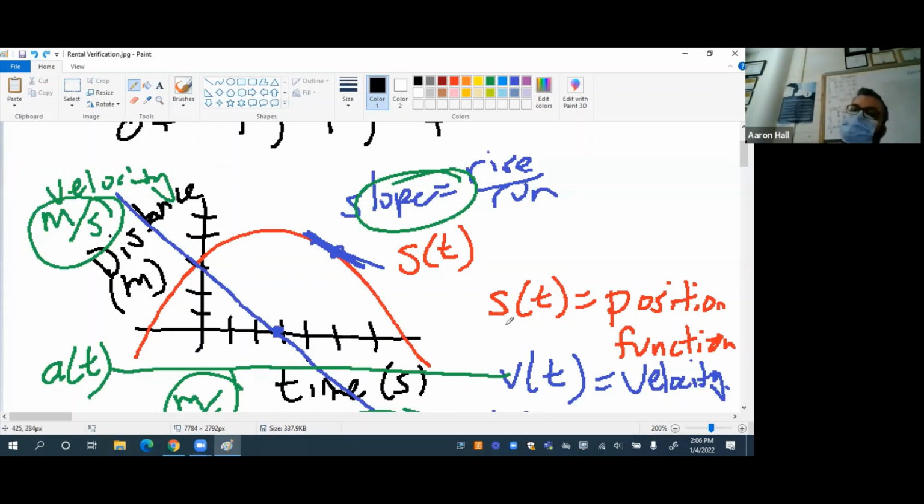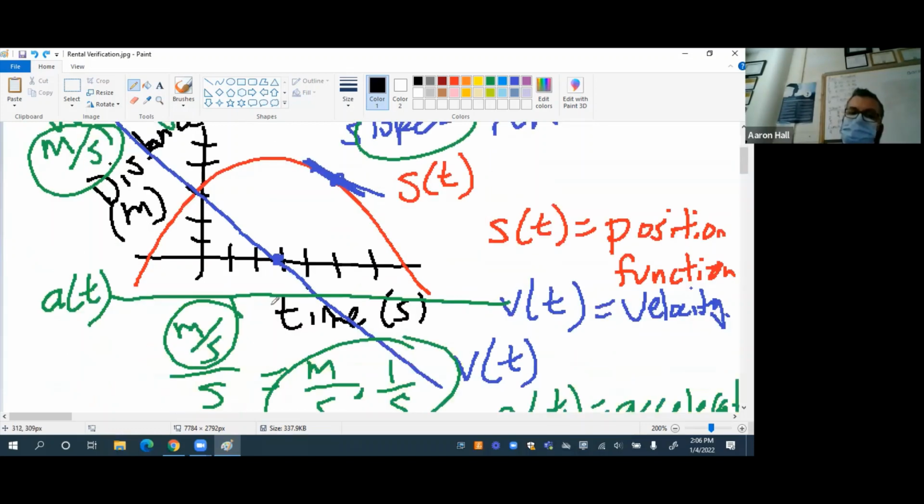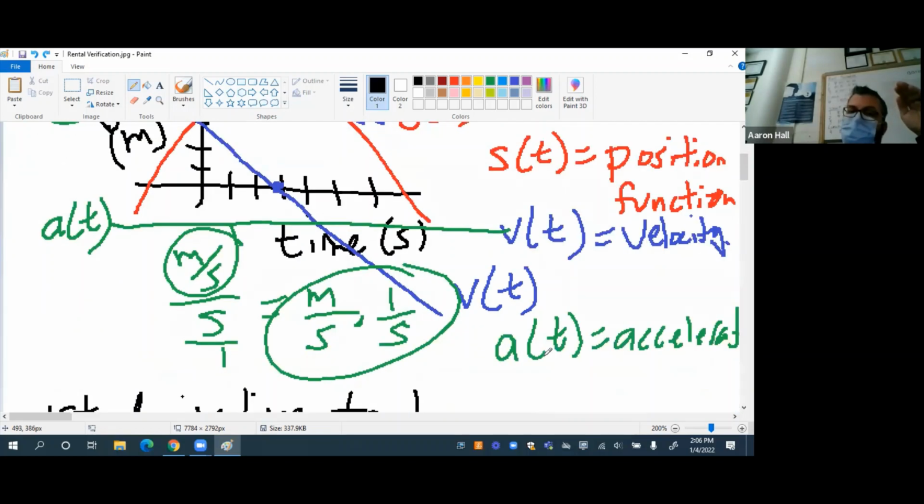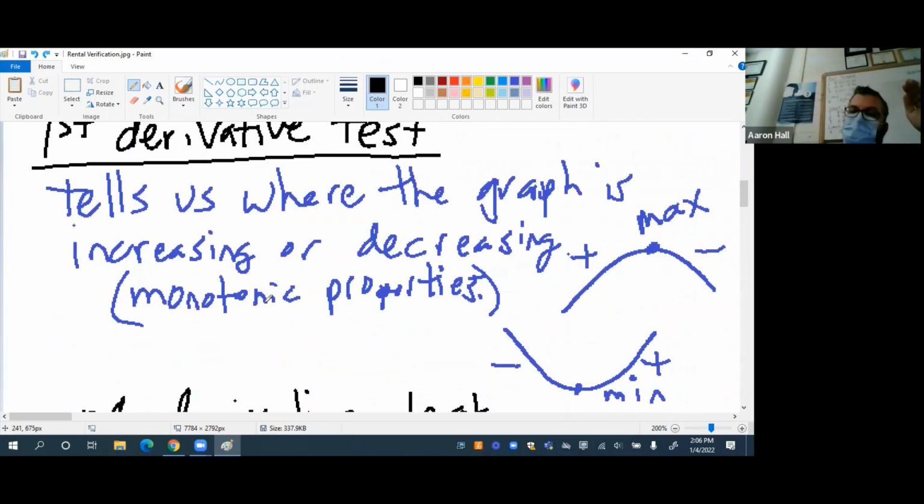Now look at the second derivative. The second derivative is the green graph. Is it positive or negative? It's negative. And in fact, if I want to know whether the slope is increasing, how do I know that? The first derivative has to be what? If it's increasing, then the derivative is positive. And if it's decreasing, then the derivative is negative.